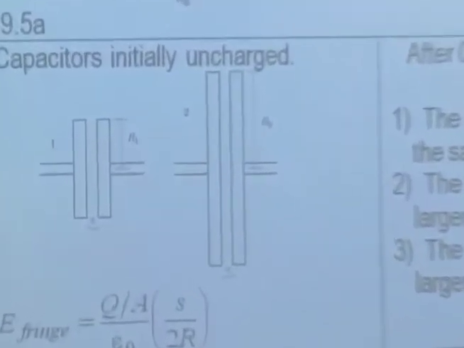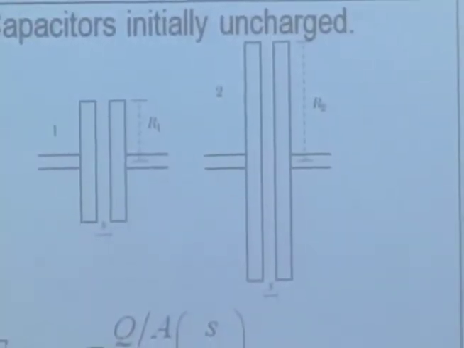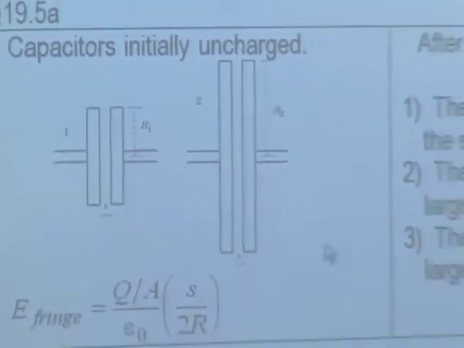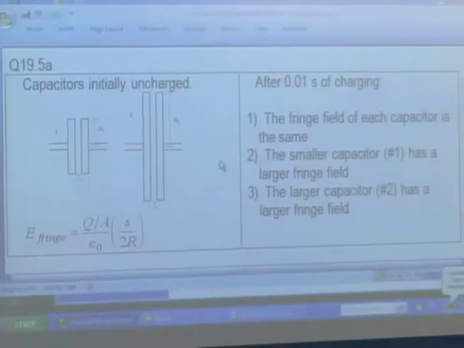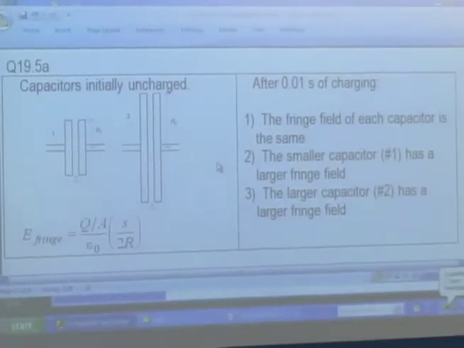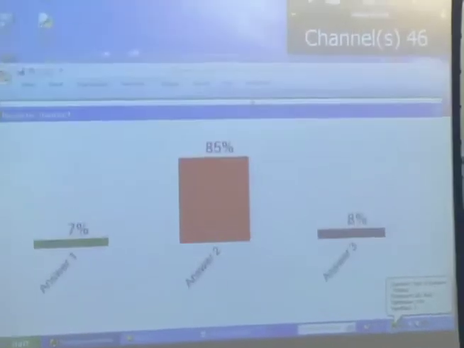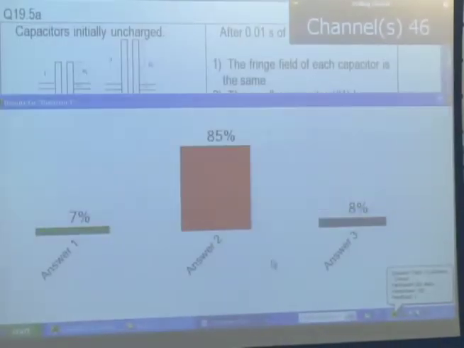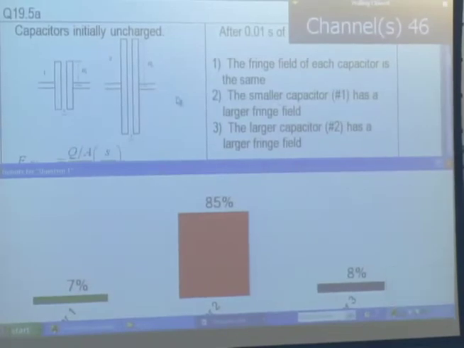After 0.01 seconds of charging, what can you say about the fringe field? Here's the formula for the fringe field: Q over A over epsilon naught times S over 2R. Worked that out a while back. So the smaller capacitor has a larger fringe field, and therefore the bigger capacitor has a smaller fringe field.